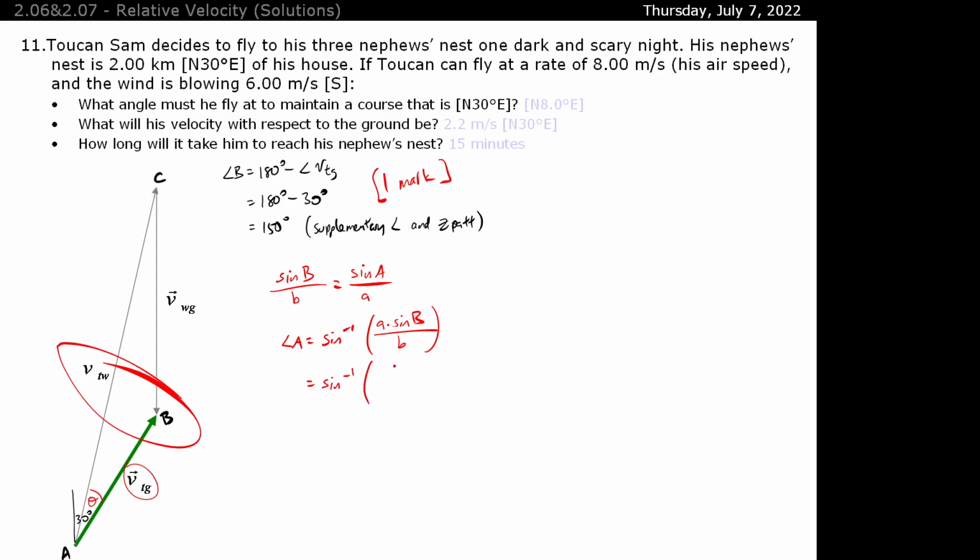So little a is WG, and I didn't state that in my givens. Oh, naughty me. That's why it's so confusing right now. So, out of good habit, I'll write that down over here.